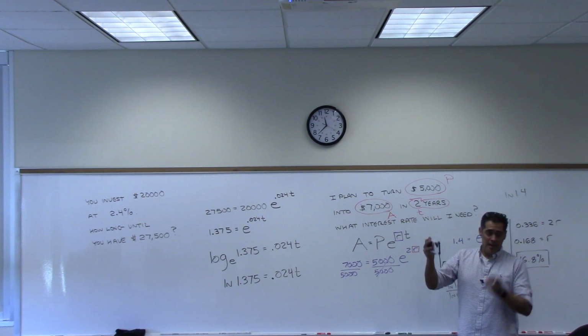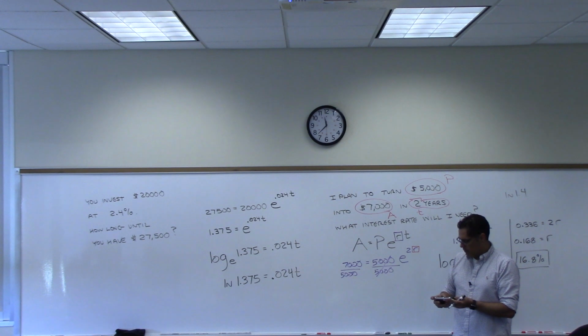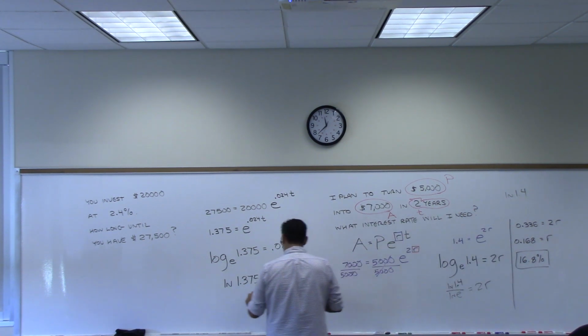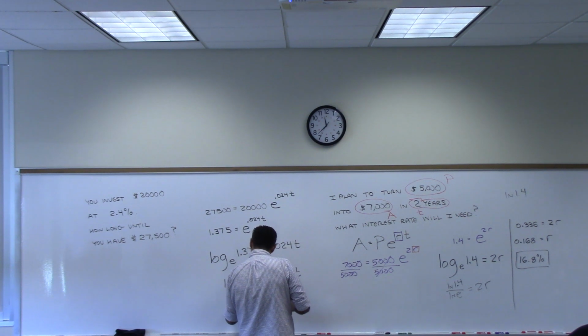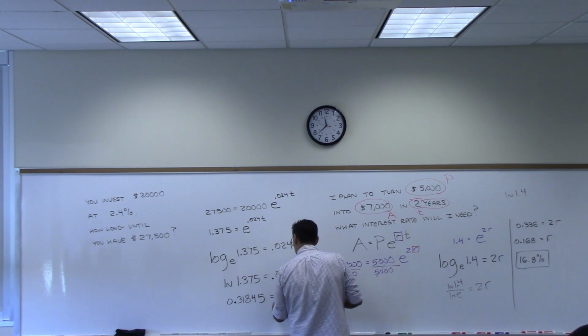And so I have to do that on my calculator. ln of 1.375. So I'm getting on the left side 0.318 and some change. So this is where everyone's going to vary a little depending on how many decimals you want to go. I'll just stop there.